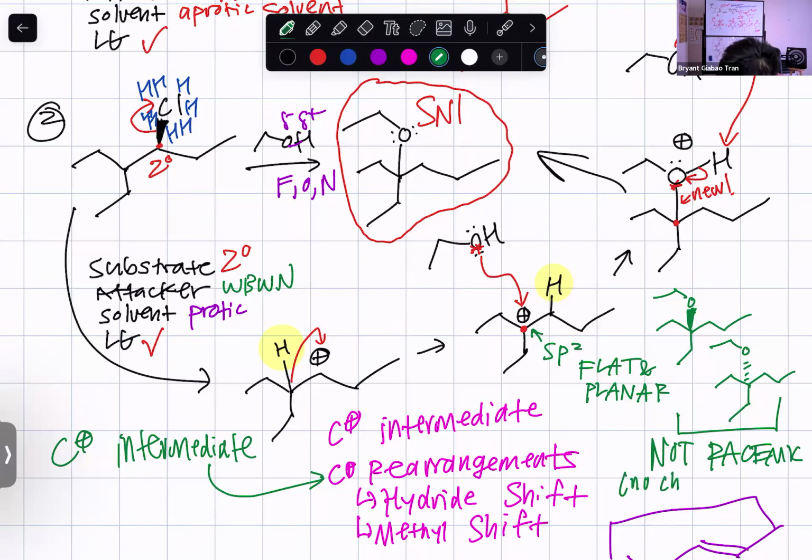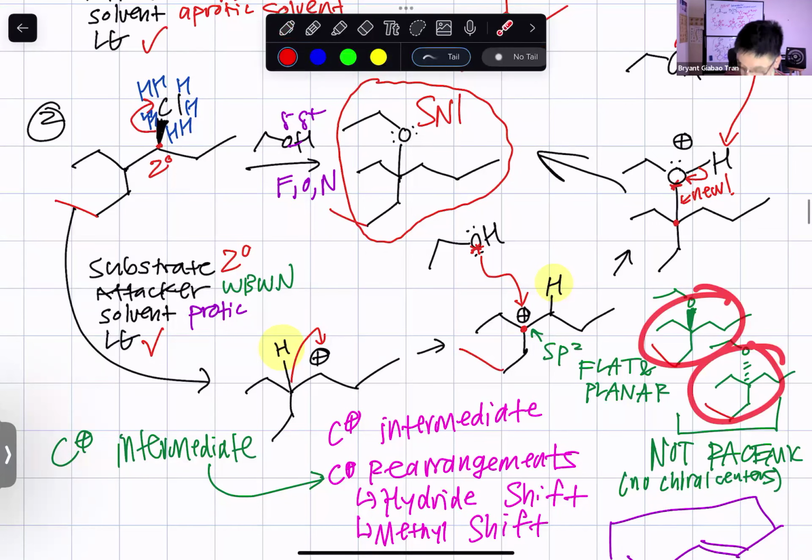Now, if I added a methyl group there, now these would be enantiomers, and they would be racemic mixtures, because there is a chiral center here now. So be careful of that as well.